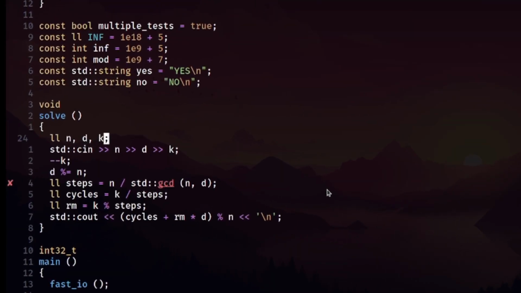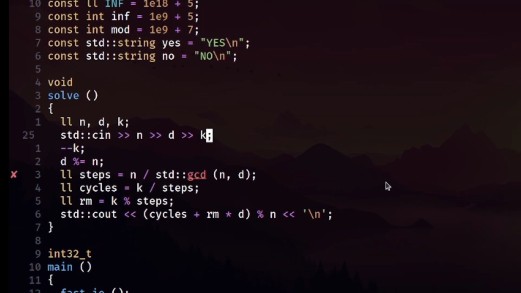So the code is pretty small. We simply take the input of n, d, and k. Now this can be pretty easily visualized, that we are moving one step ahead from our turn. So we can subtract 1 from k. Now d modulus n, just in case d is greater than n. I don't even know if this is necessary or not, but it's just better to be safe.